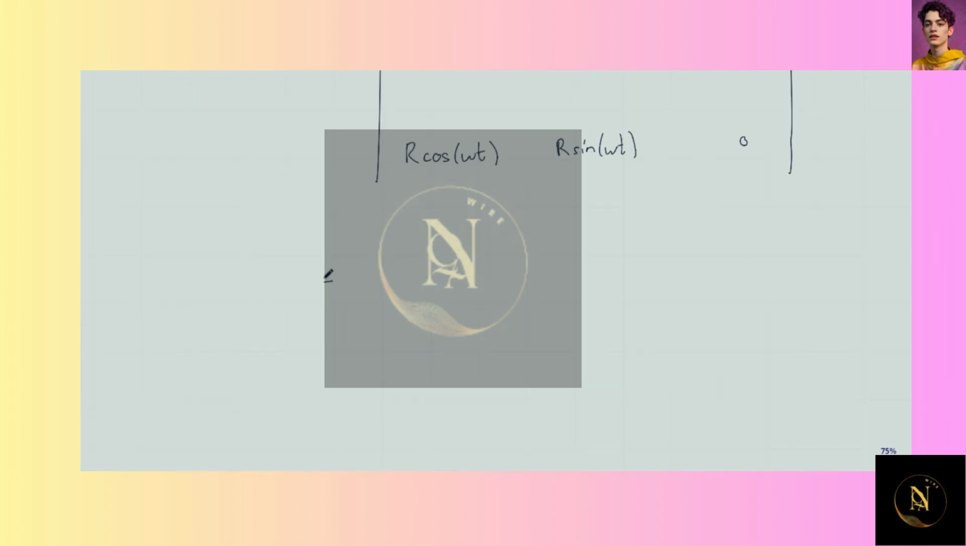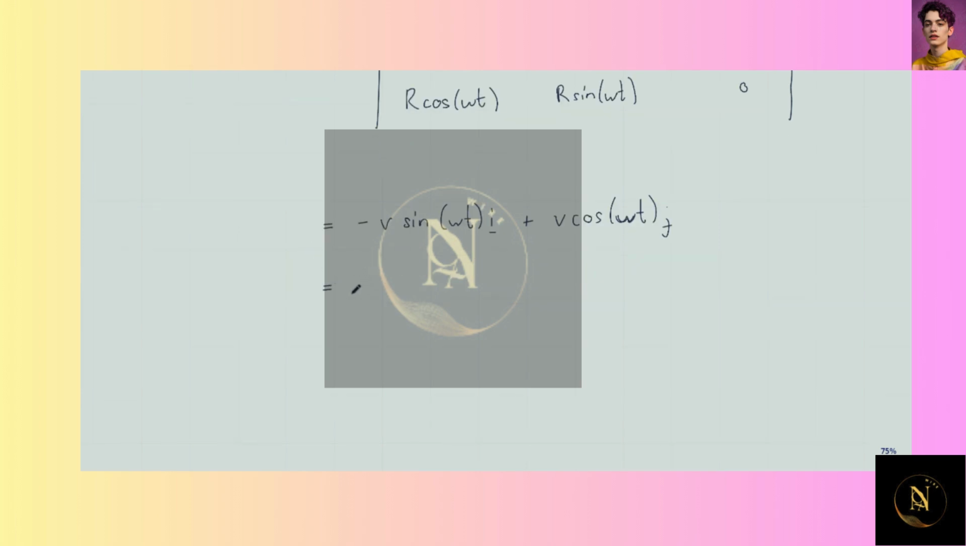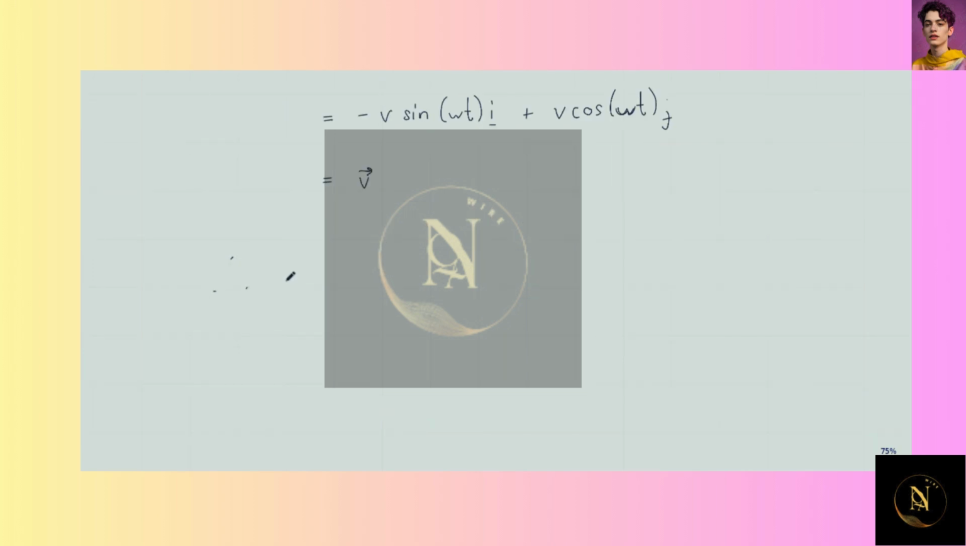So if we perform this cross product, we get the result to be minus v times the sine of omega t in the i direction plus v times the cosine of omega t in the j direction. And this is familiar because this is the velocity vector we found above. And so we can see, therefore, that the velocity vector v is indeed the angular velocity omega crossed with the position vector r.